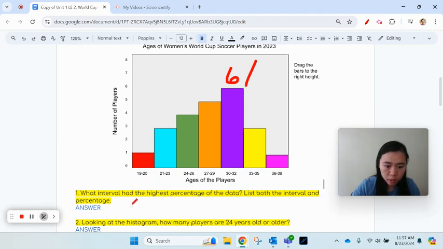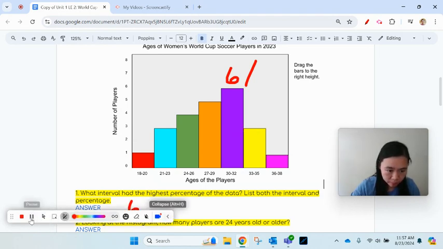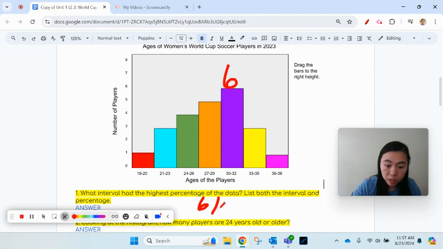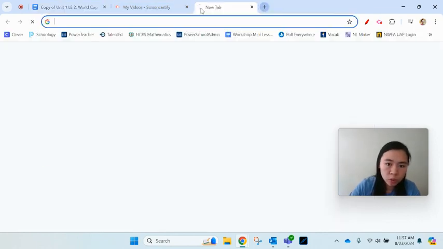There are, here, I'll write this down here, 6 players out of 23 total. Okay, so the 6 out of 23, remember, a fraction is division. So in your Desmos calculator, here, you know what? I'll just do it. I'll do this first one so you can see.